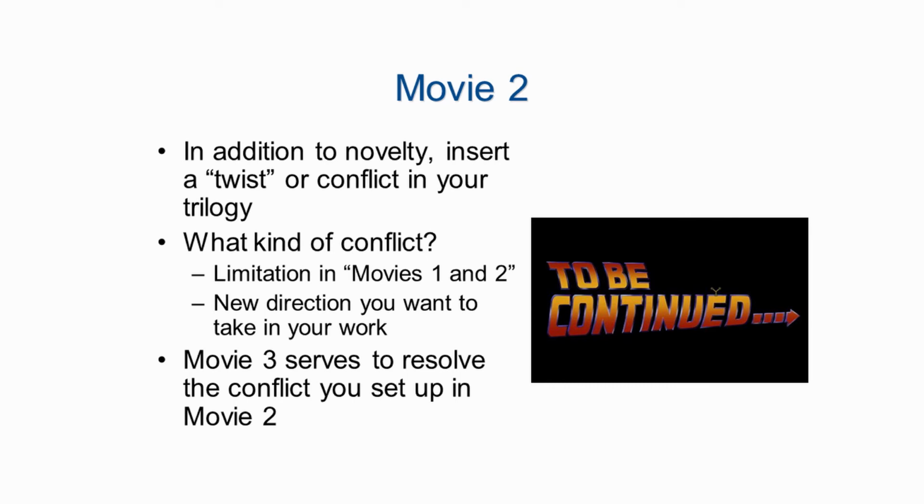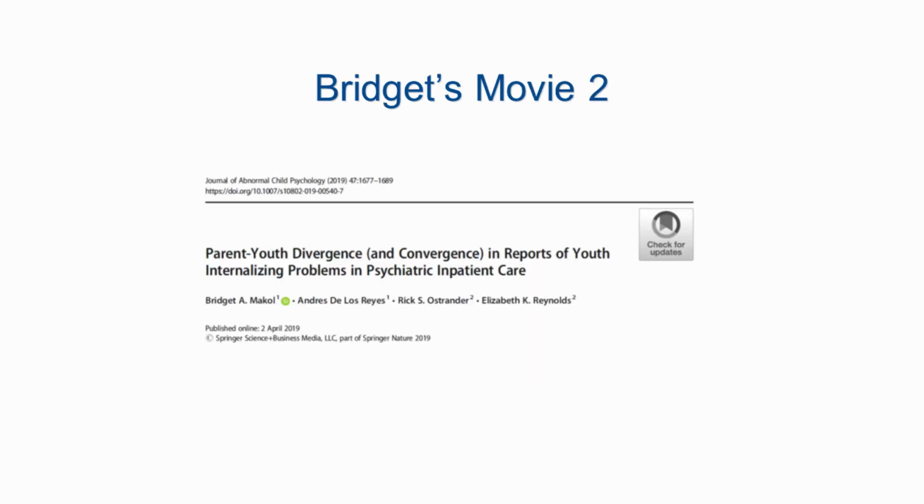So that twist, that moment of discomfort could be a lot of things. It could be a limitation, a big, glaring thing that was present in your first two movies that you then resolve in your third movie, right? It could be a new direction you want to take your work, right? But the way to think about this is movie one sets up movie two, and movie two has to set up movie three. What's an example of movie two?